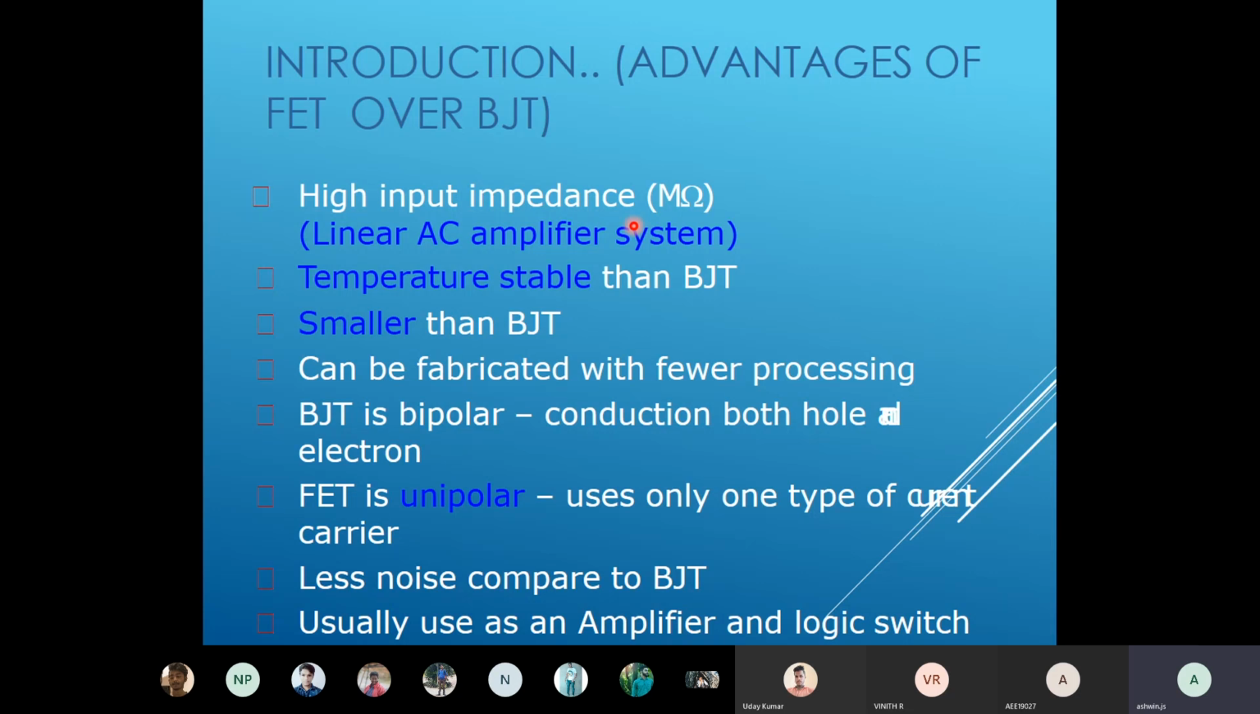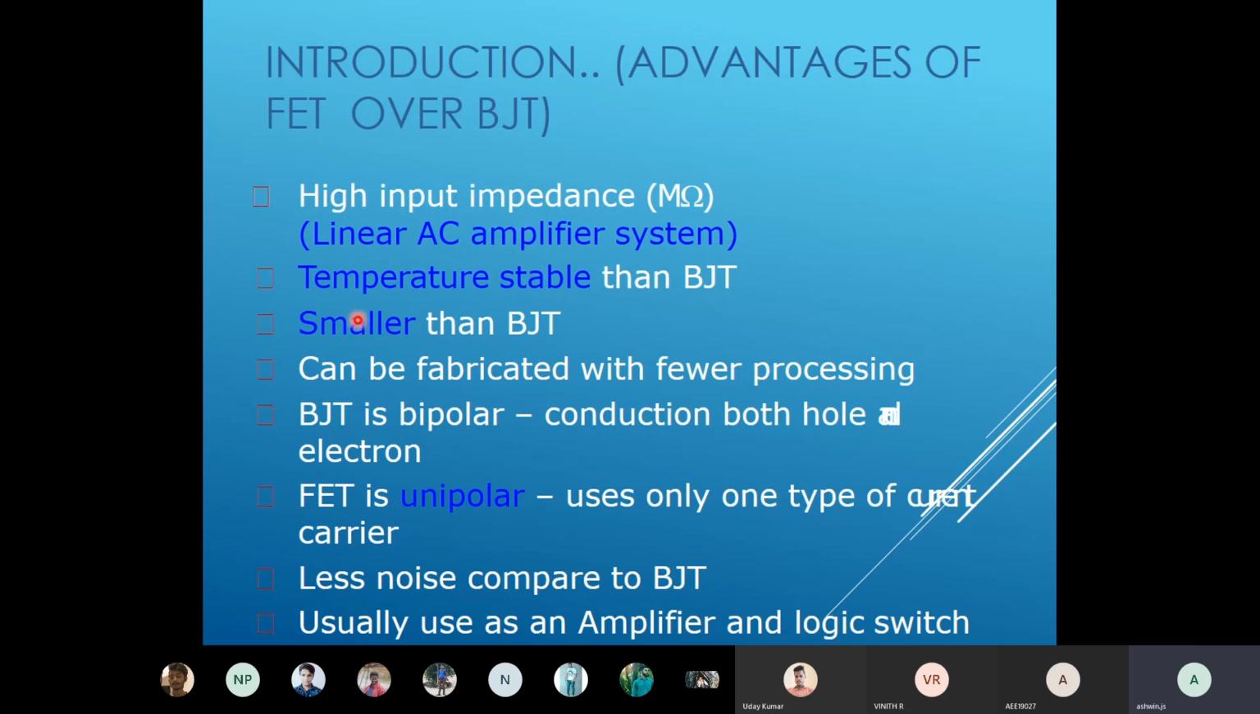Okay, so that's why. The advantages: for every amplifier, the input impedance should be very high when compared to the output. Here the input will be in terms of megaohms, and it will be mostly used for linear AC amplifier circuits, alternating current. Alternating current means a voice and all. It's not only DC, it's AC. It has frequency. The oscillation will be there from positive to negative.